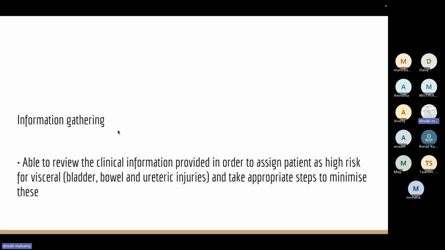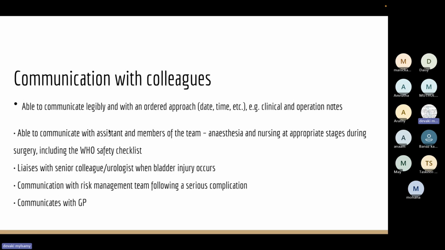So when it comes to information gathering, able to review the clinical information provided in order to assign the patient as a high risk for visceral, bladder, bowel, ureteric injury and take appropriate steps to minimize this. So information gathering means whatever information has been given to you, on the basis of that only you are going to assess whether this is a low risk patient or a high risk patient. So that is information gathering in this case.